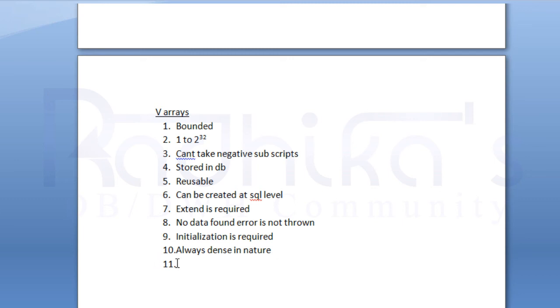So you guys have got very good points that you can talk about the collection types. In the next tutorial I will be creating a program, and we will see how we can make use of these nested tables, V arrays, and associative arrays.